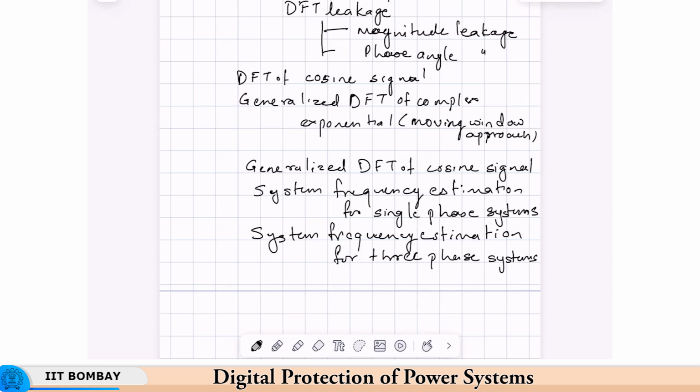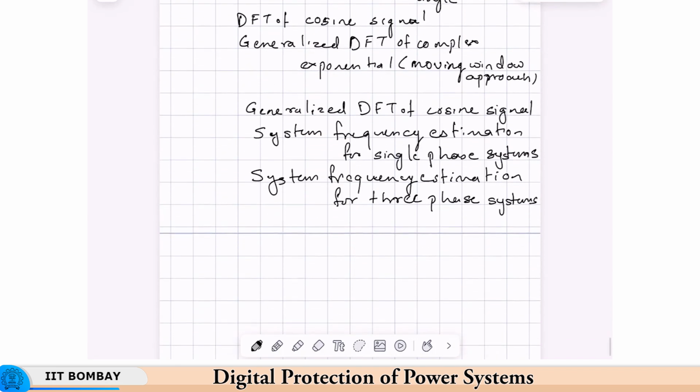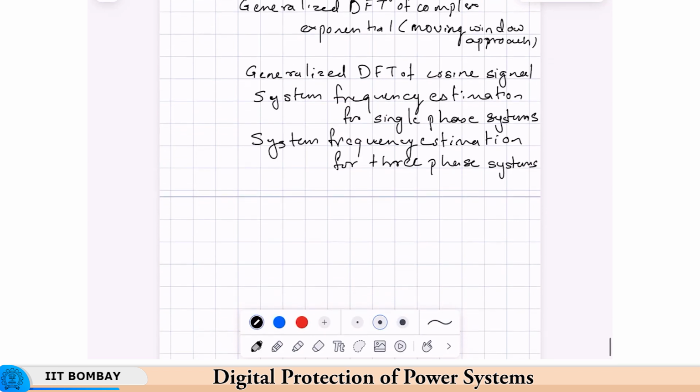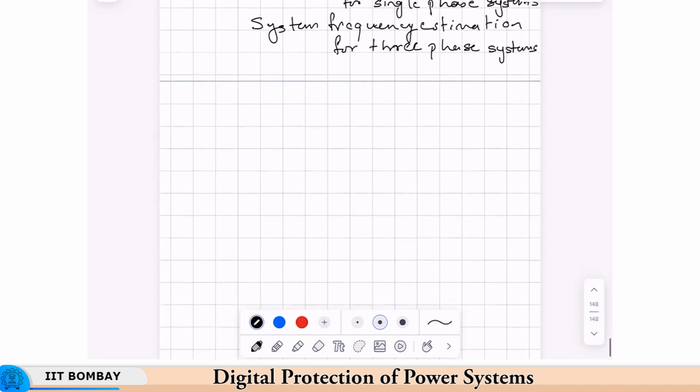Okay. So, the treatment here is a little more mathematically involved than what we have been doing so far. We will invoke things like sinc functions and all that, but though it is involved, there is nothing to be afraid of. You can look at it as a little more rigorous, but more fun also in that sense. Okay. So, now let us start with the DFT of complex exponential.